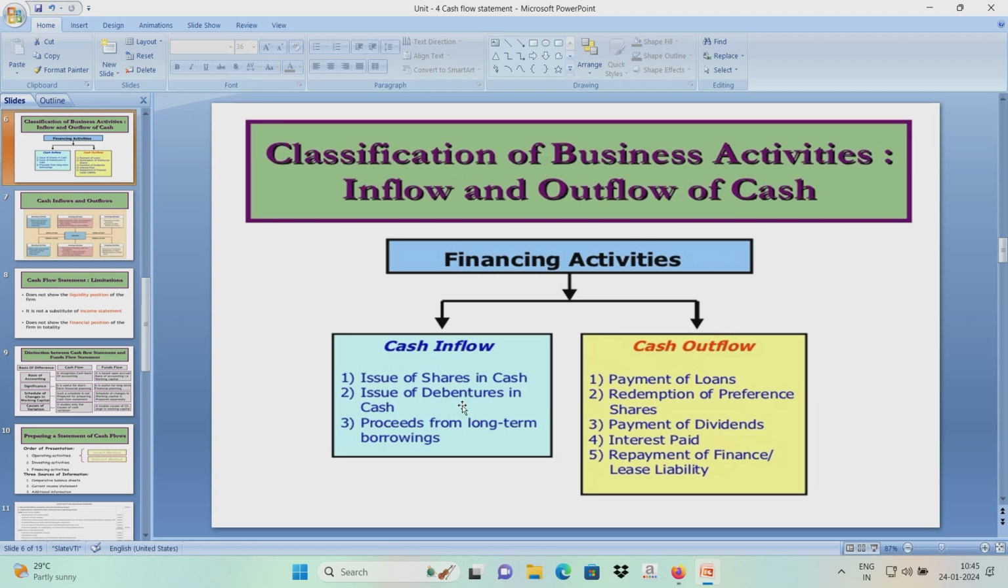Next is cash outflow, that is, repayment of loans, redemption of preference shares, payment of dividend, interest paid on loans, and repayment of any finance lease liability. All these things come under cash outflow.